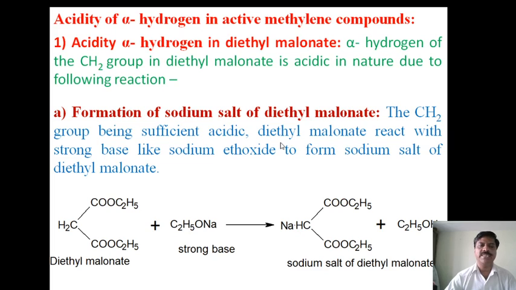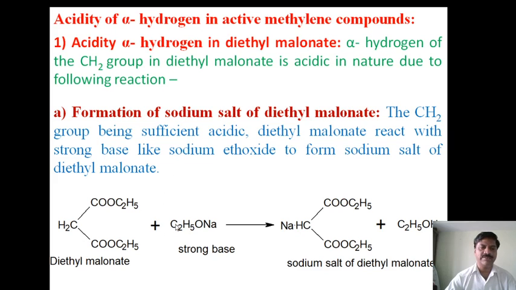When an acid reacts with a base to form salt and water, that is an acid-base reaction. Therefore, anything which can react with a base to form salt and water becomes acidic in nature. Therefore, the methylene group being sufficiently acidic, diethyl malonate reacts with a strong base like sodium ethoxide to form the sodium salt of diethyl malonate. Due to the formation of this sodium salt, it is acidic in nature.